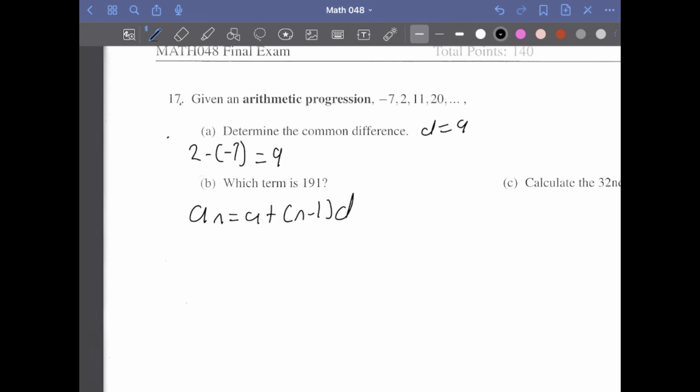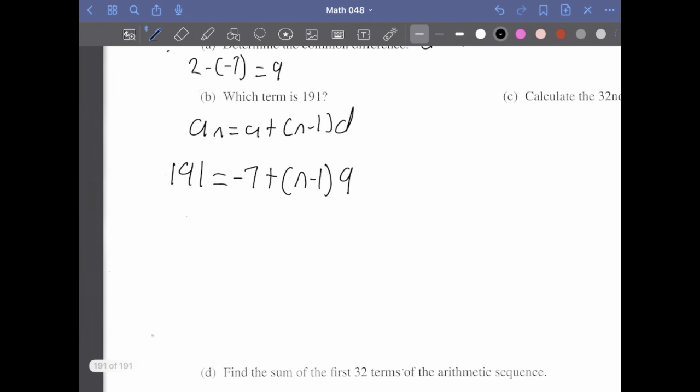So an, we can substitute 191 for an. A is the first term, which is -7, plus n is the term we're looking for, so n minus 1 times d, which is the common difference, 9.